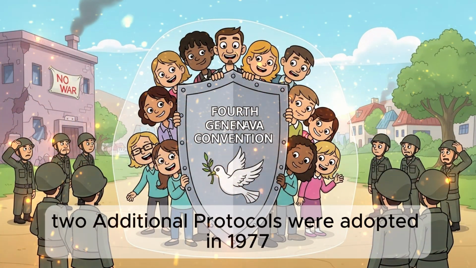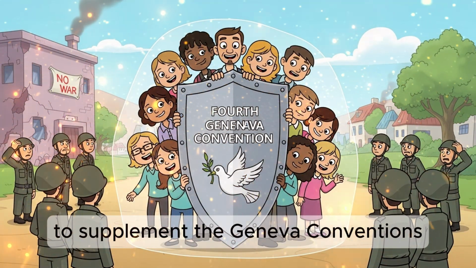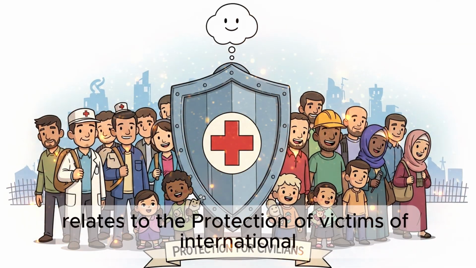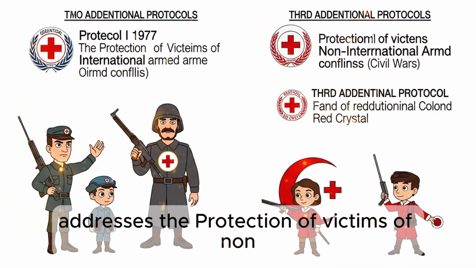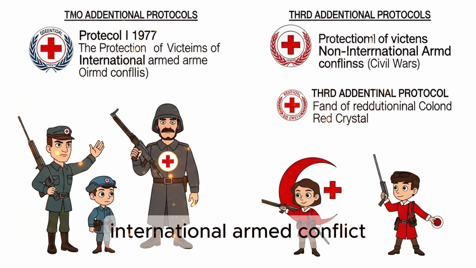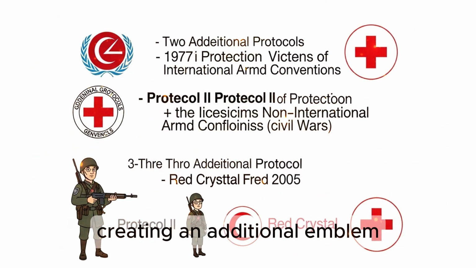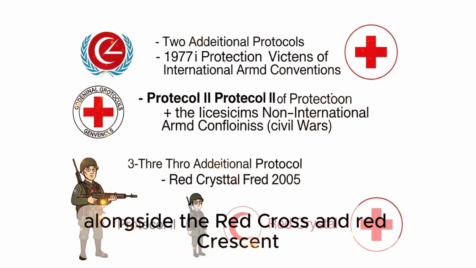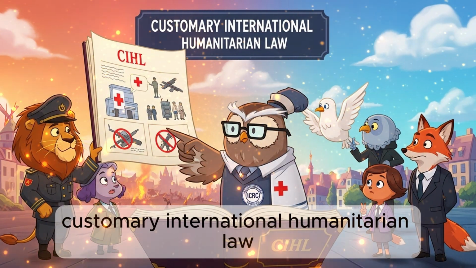Two additional protocols were adopted in 1977 to supplement the Geneva Conventions. Protocol 1 relates to the protection of victims of international armed conflict, while Protocol 2 addresses the protection of victims of non-international armed conflict, civil wars. A third additional protocol was adopted in 2005, creating an additional emblem, the Red Crystal, alongside the Red Cross and Red Crescent. Customary international humanitarian law.